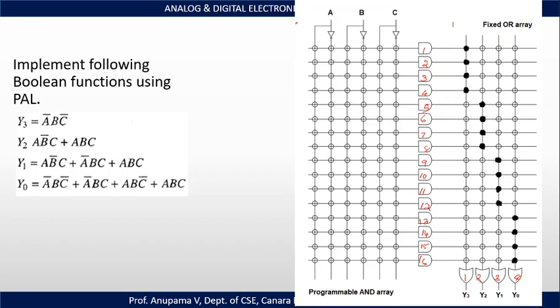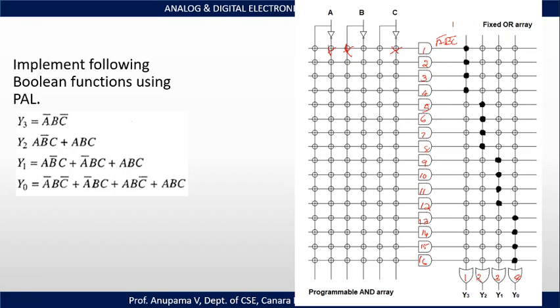So let us implement A bar B C bar using AND gate 1. Draw X mark against A bar B and C bar of AND gate 1. So the output of AND gate 1 is A bar B C bar.